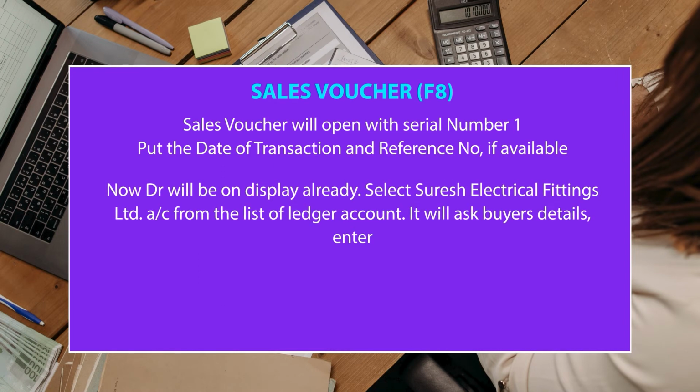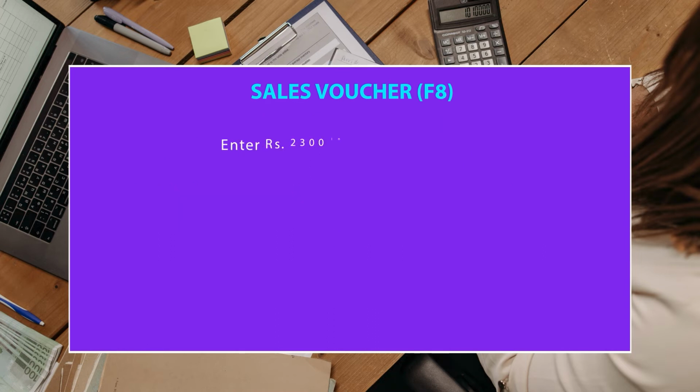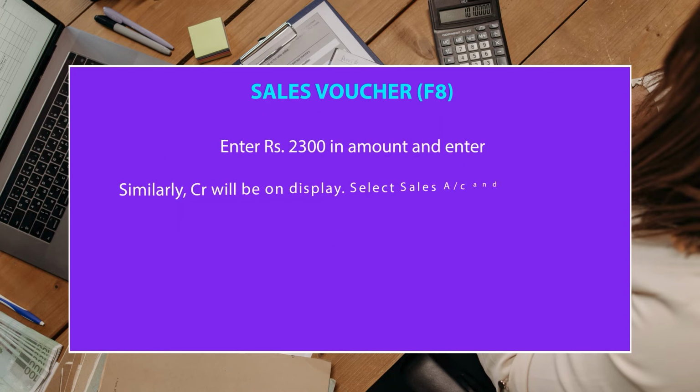Select Suresh Electrical Fittings Limited account from the list of ledger accounts available on your right. It will ask the buyer's detail. If you have any detail, enter those details. Otherwise, you can press enter and skip it. It will also ask method of adjustment, so you can put that as new reference. Enter rupees 2300 in amount and enter.